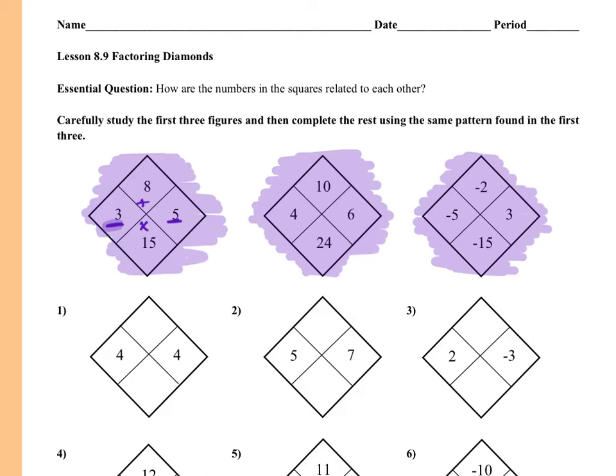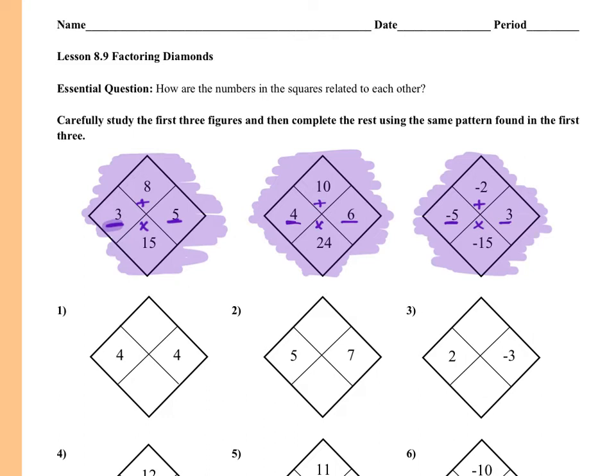So is 4 times 6 24? Yes. Yeah, good. And how about 4 plus 6? Is that equal to 10? Yeah, okay. And then now we got to check the last one. Last one's a little harder because it's got some negatives in it, right? So what about negative 5 times 3? Does that equal negative 15? Yeah. And negative 5 plus 3 is negative 2.